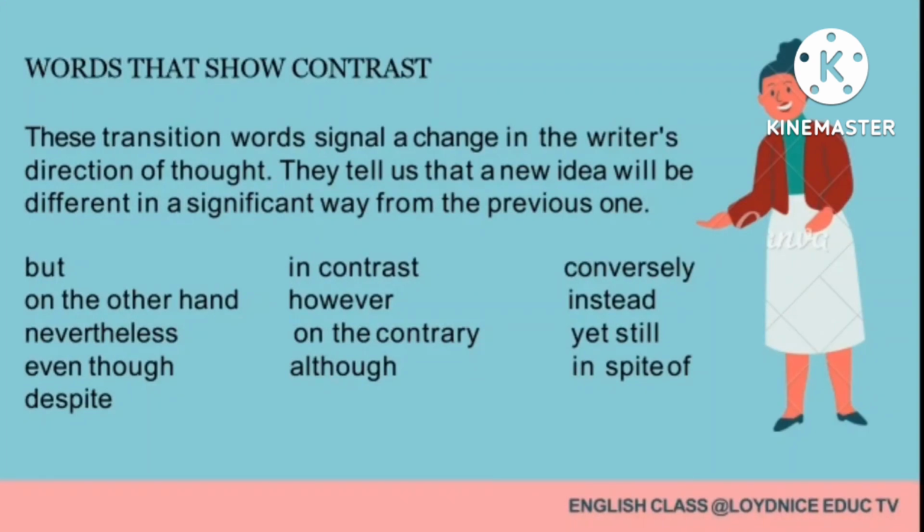Words that show contrast. These transition words signal a change in the writer's direction of thought. They tell us that a new idea will be different in a significant way from the previous one. Example: but, in contrast, conversely, on the other hand, however, instead, nevertheless, on the contrary, yet, still, even though, although, in spite of, despite.